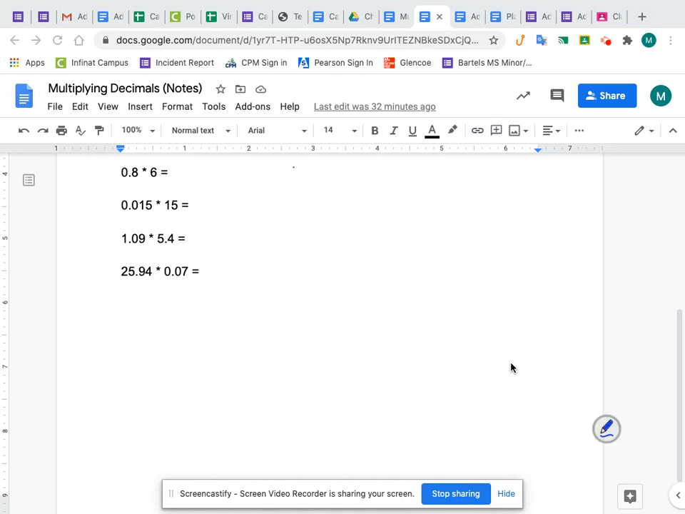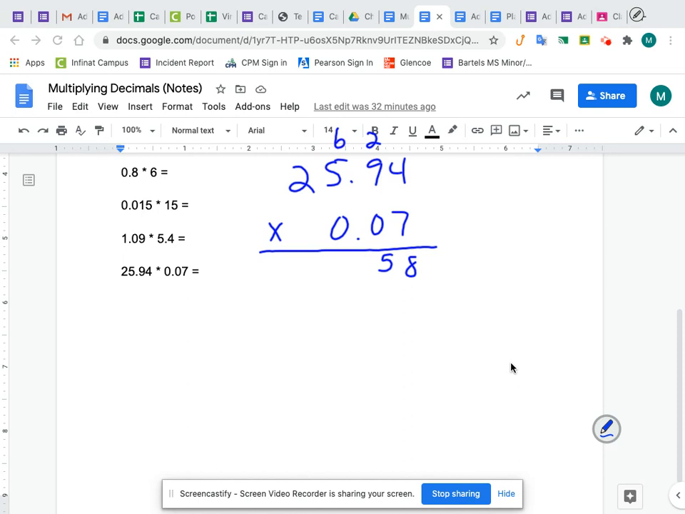And the last one, I have 25 and 94 hundredths times 7 hundredths. Now this time the decimal points actually line up, which is fine. We can still work like this. So 7 times 4 is 28, 63, 41, 14, 18.